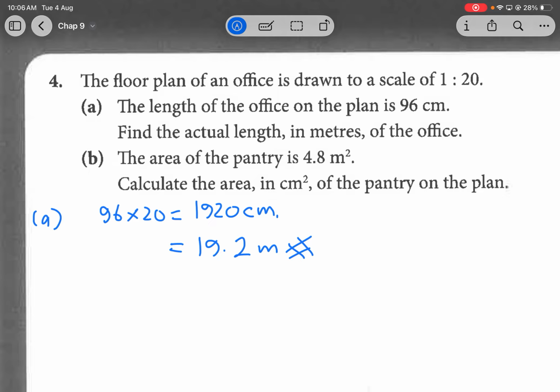So 1 cm to 0.2 meter is my scale for length. But second part, I want to work in meter. So I want a scale for meter. How do I get a scale for meter? I square both sides. 1 square becomes 1. 0.2 square becomes 0.04 meter square.